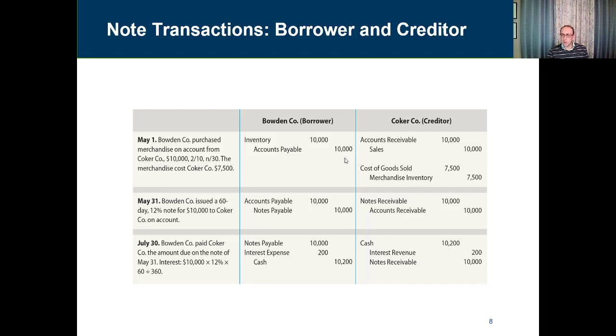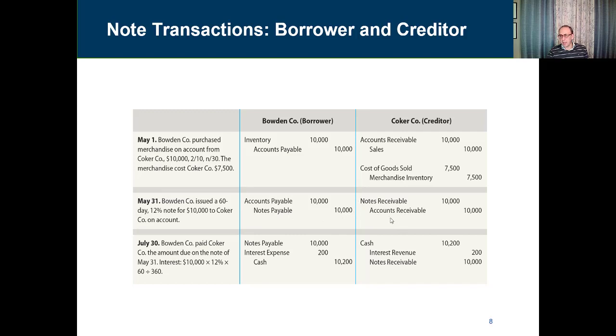So we're going to sign a note promising Coker that we're going to pay them within 60 days plus 12% interest. So we're going to debit accounts payable because we're canceling the accounts payable, and to replace that, we're going to credit the notes payable for $10,000.